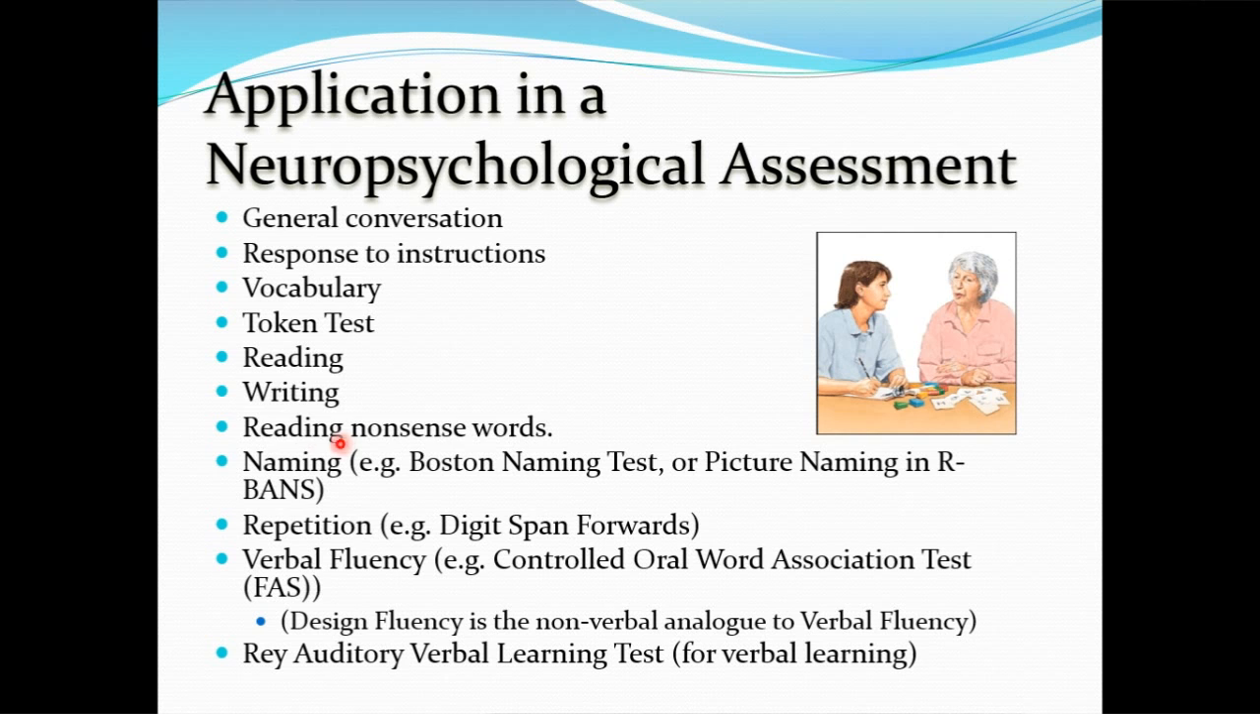Reading nonsense words, you can actually make up some of your own nonsense words and just get a sense of whether they can read them. In terms of naming, you get the Boston naming test, and then also in the R bands you get a picture naming subtest, which is quite helpful. In terms of repetition, to see if somebody can repeat words, we can look at the digit span forwards, and as I said, also the Rey auditory verbal learning test. You can test for verbal fluency using the controlled oral word association test. That's where people need to make up words beginning with the letters F, A, and S.